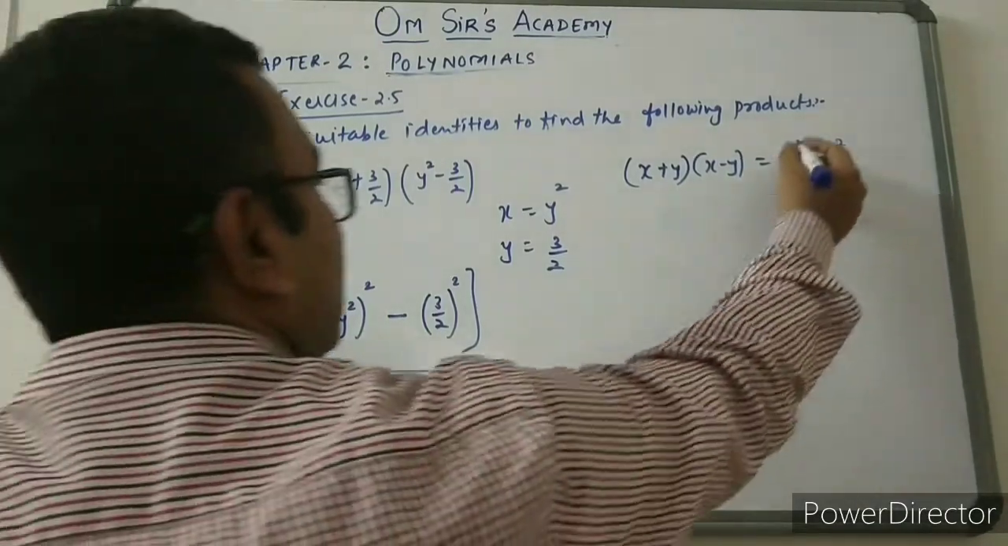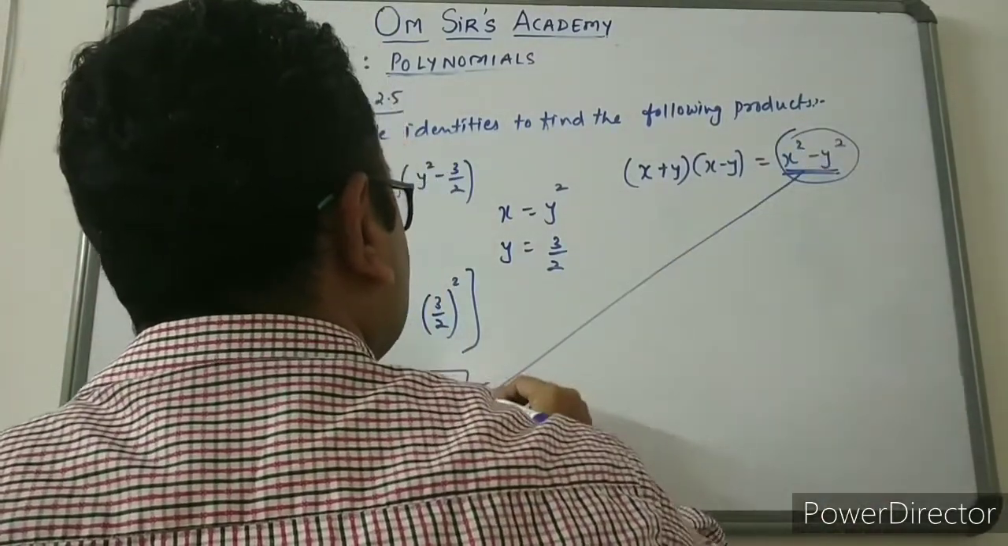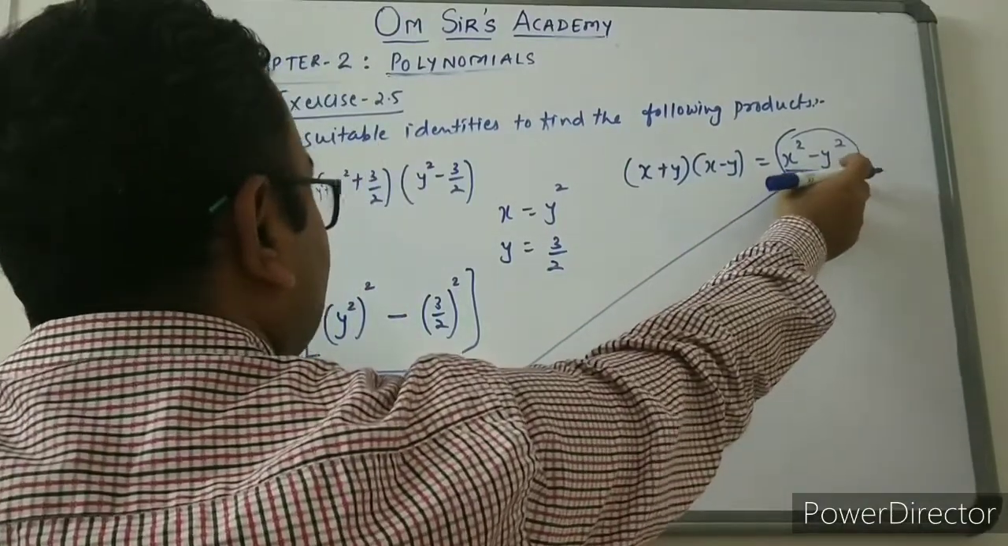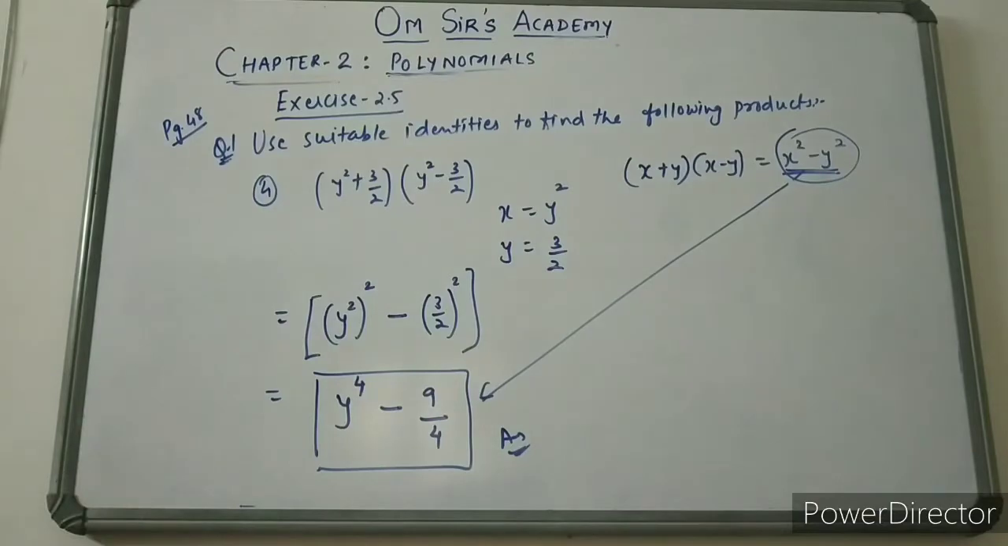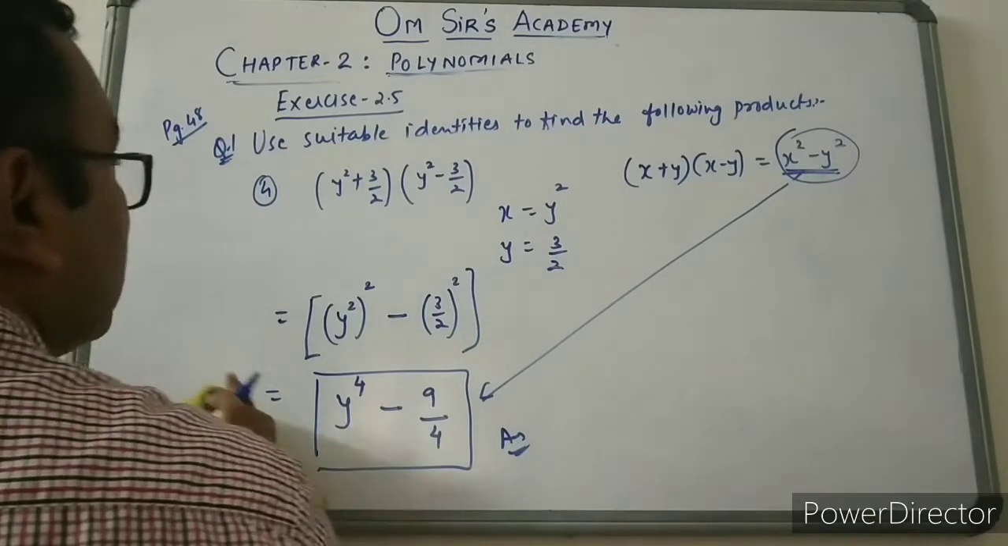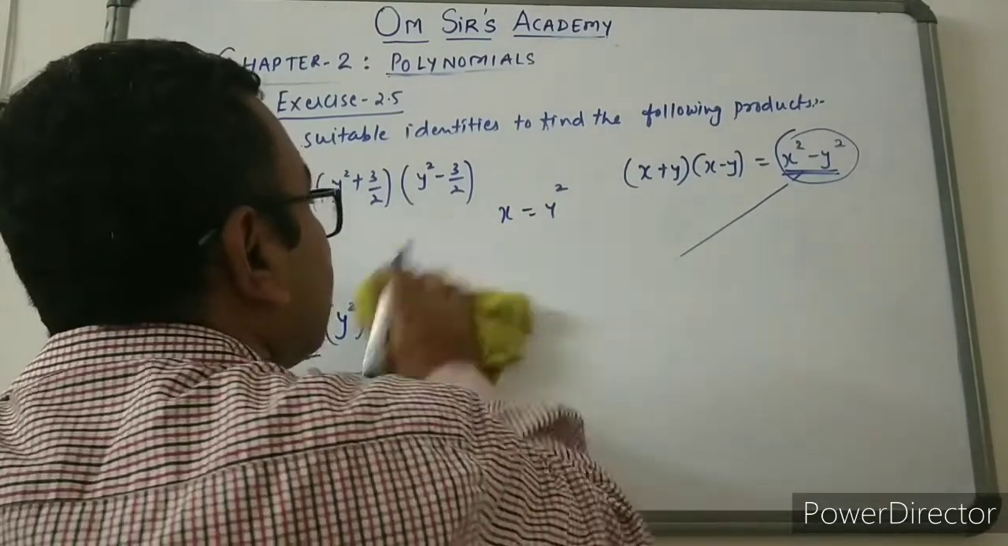So this form, the answer will be y raised to 4 minus 9 upon 4. Is it clear, friends? Shall I rub this now?